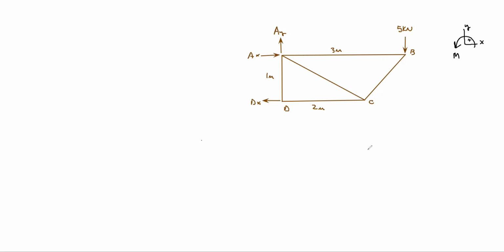Well, thank you for your patience. I've got the free body diagram up for our truss for problem 2. The problem statement is use the method of joints to determine the force in each member and determine whether it's in compression or tension. So we're looking for AB, AC, AD, DC, and BC.